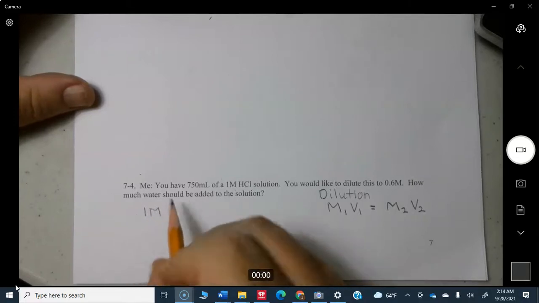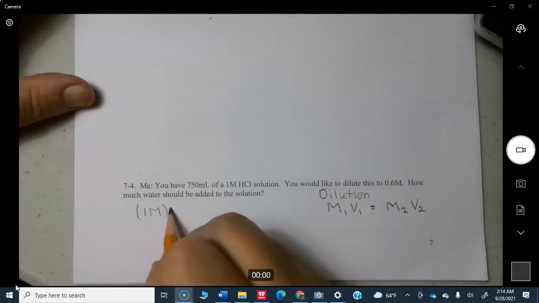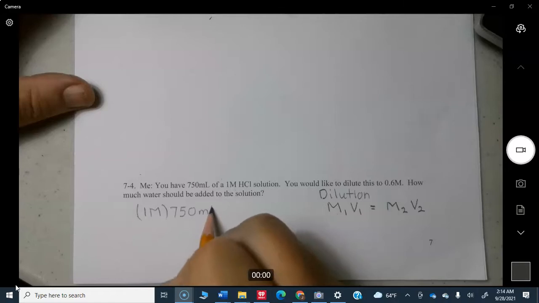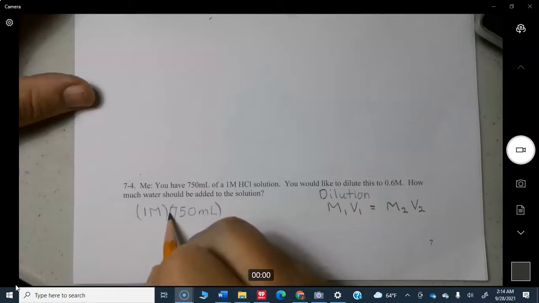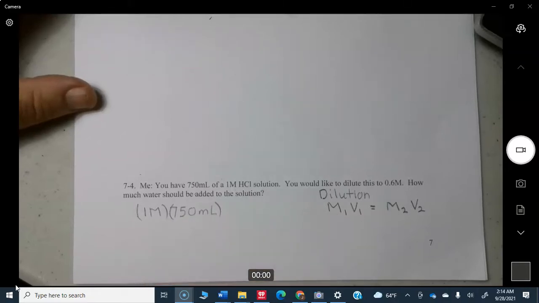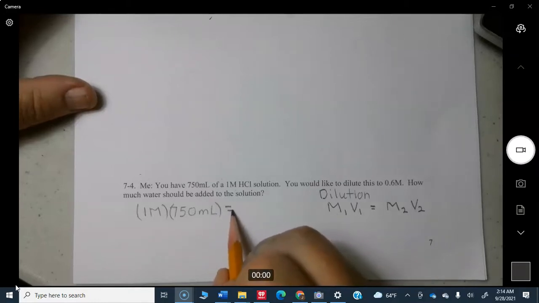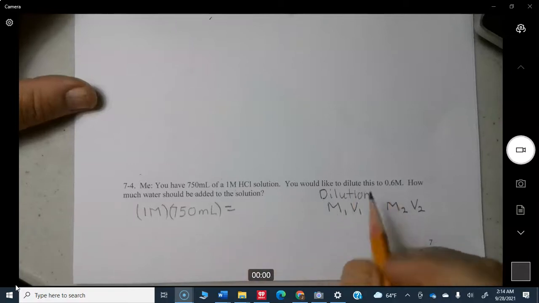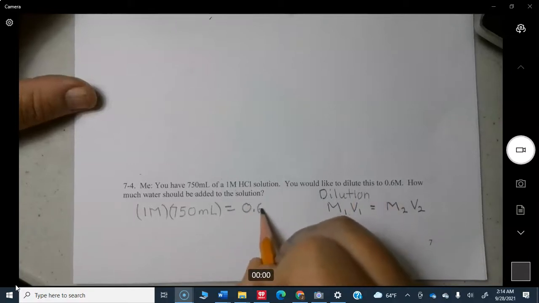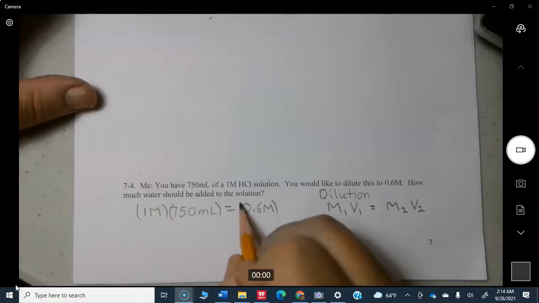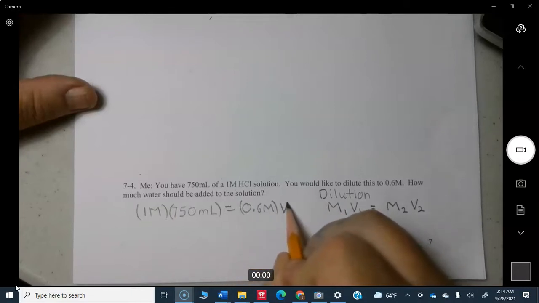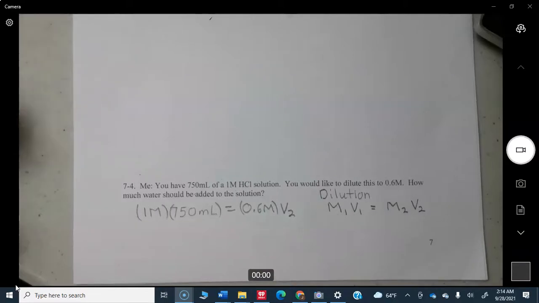And the volume is 750 milliliters. Now, as you're going to see, things are going to cancel out here. So you don't have to convert to liters here. We'll see how it works. Okay. Now, you want to dilute it to be 0.6 molar. And you want to know what volume that would be. So as you can see, that's a simple algebra problem. You're going to get your volume in milliliters, but that's fine.